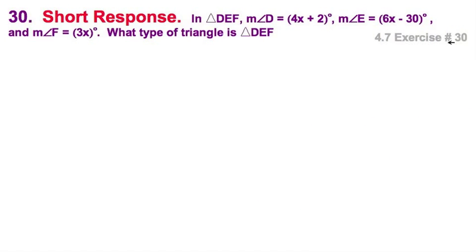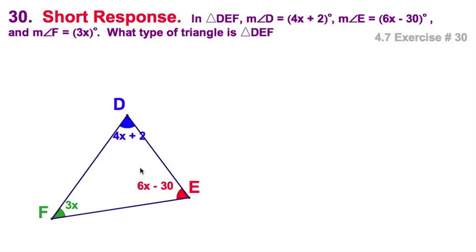Well, here we go. Exercise number 30 here. We have an algebra problem. We're given a triangle and a bunch of different algebraic expressions for the various angles. So let's first draw a picture. That's what I would do.